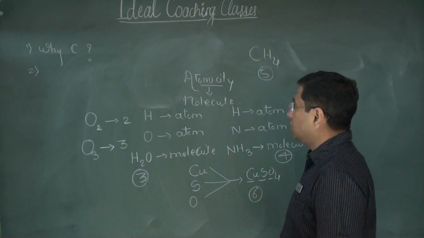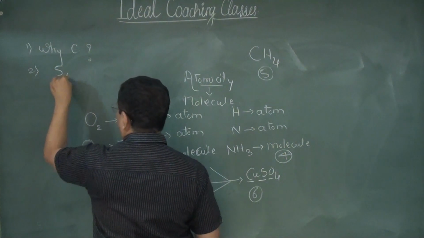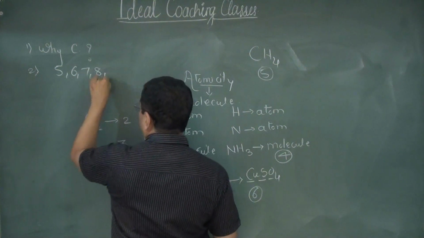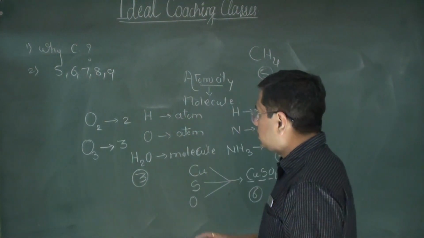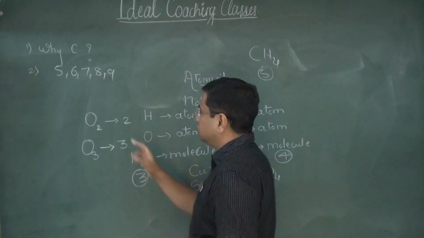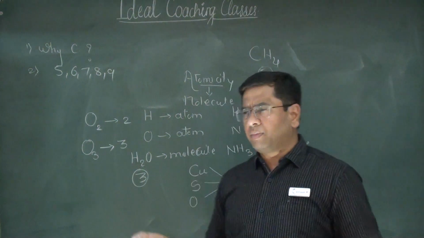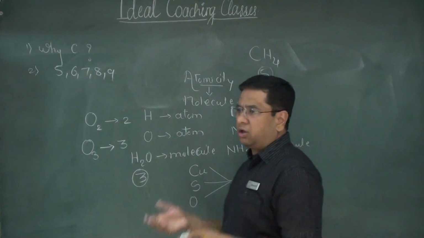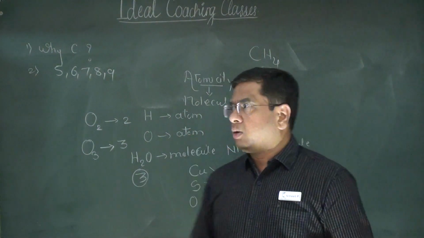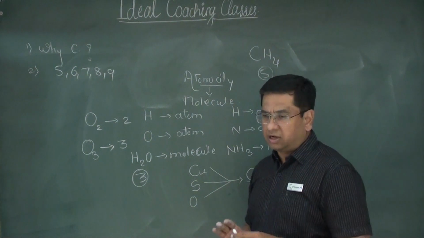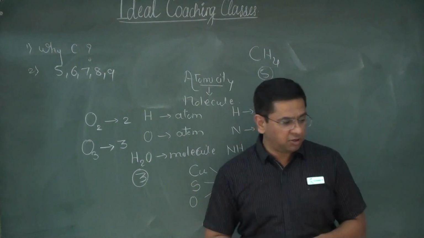Now what is your job? Another homework. Find out the compounds with atomicity 5, 6, 7, 8 and 9. Try and find out the compounds with atomicity different than this, of course. You can find any compound. It can be organic compound, it can be inorganic compound, whatever it is. Organic compounds basically are the compounds in which there is a presence of carbon atom. That is what organic chemistry is all about. So pretty clear with this idea of atomicity.